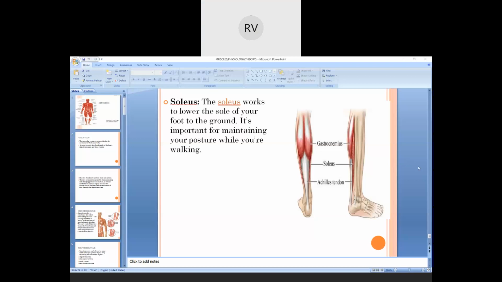Smooth muscle, cardiac muscle, and skeletal muscle. Okay, good.